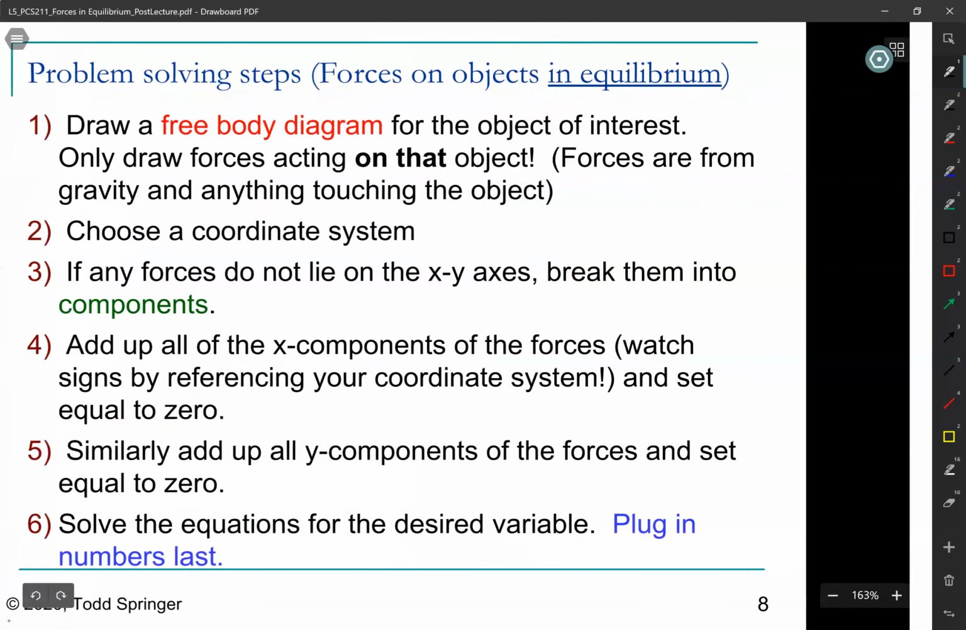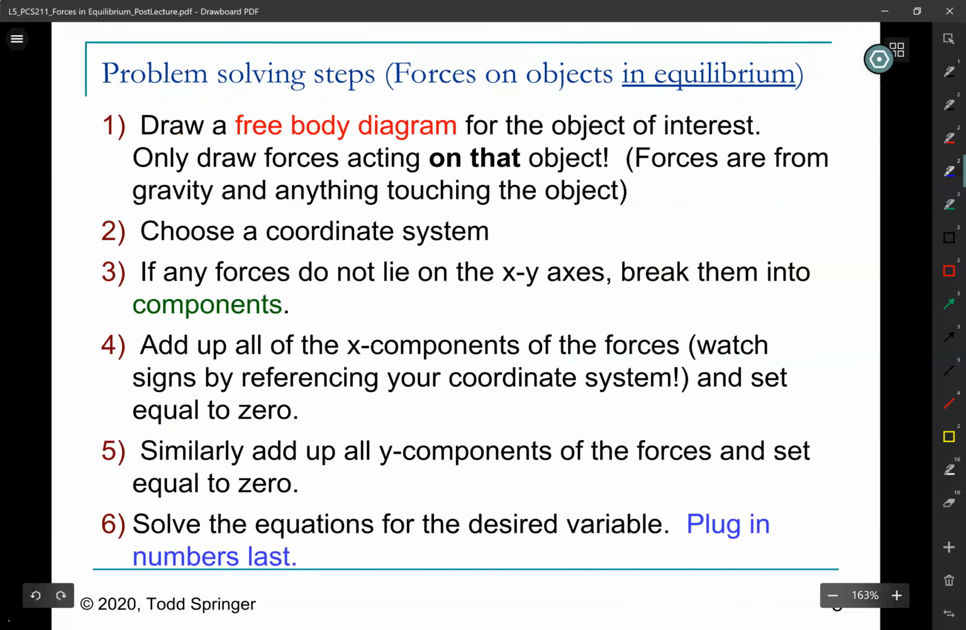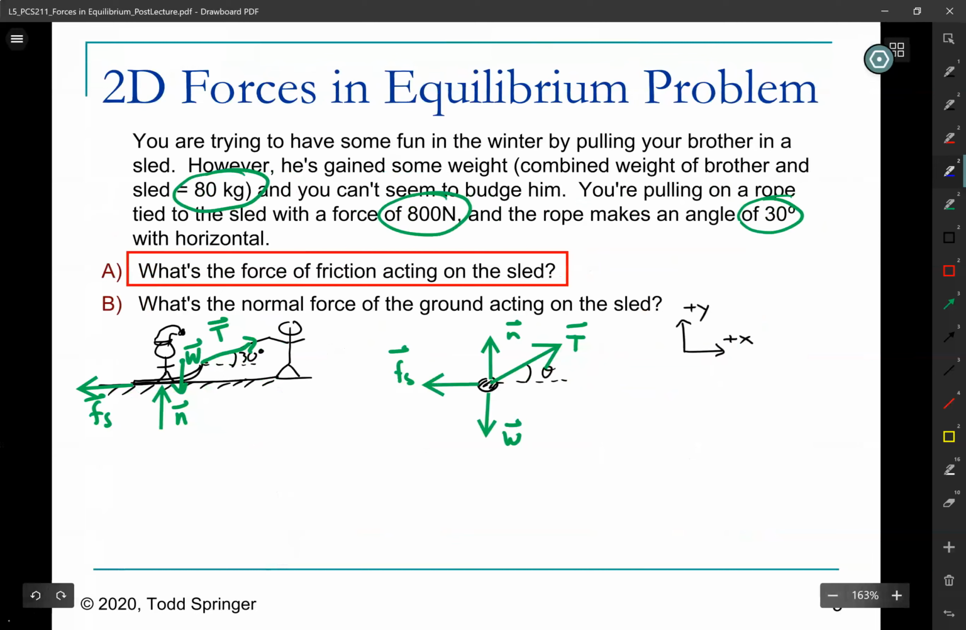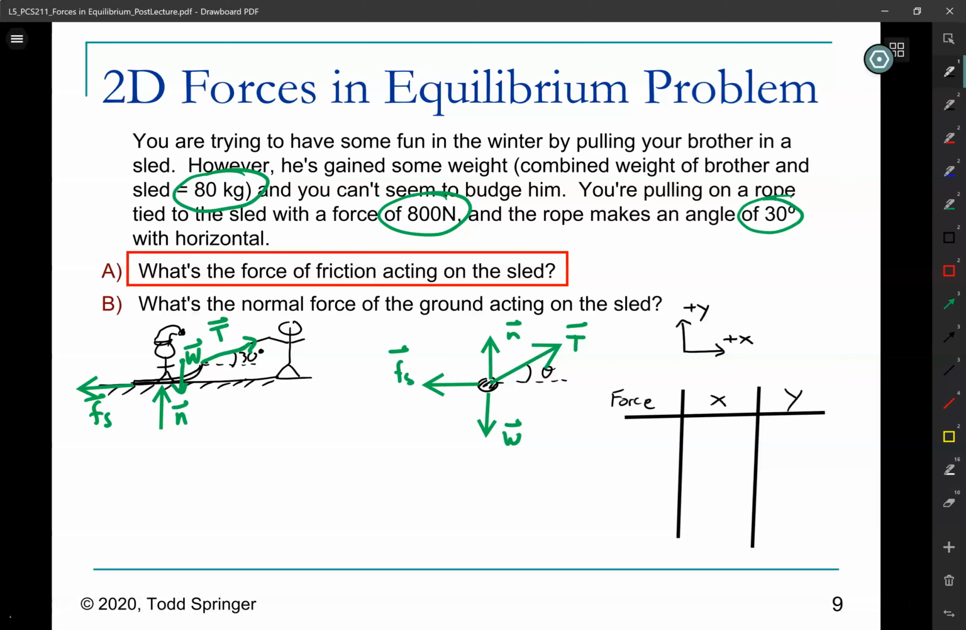Let's go back and look. Okay, so what did we do? We drew a free body diagram, we chose a coordinate system. Now, if any of the forces do not lie on the xy axes, break them into components. So you can see I need to write down the components of each of those forces in the x direction and the y direction. When you're starting out, a way to do that is to make a table. So this is going to be my force, this is going to be the x direction, this is going to be the y direction. All right, so I've got 4 forces there.